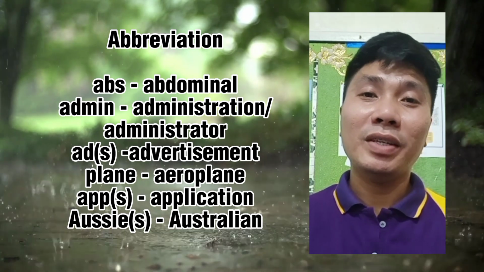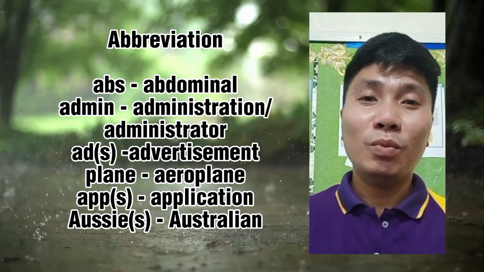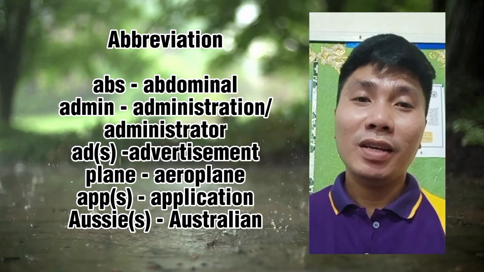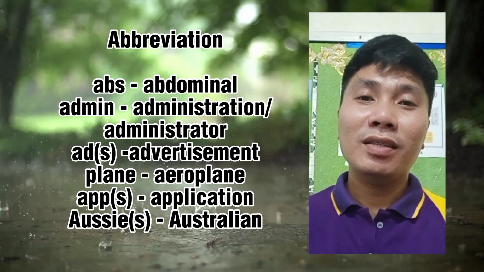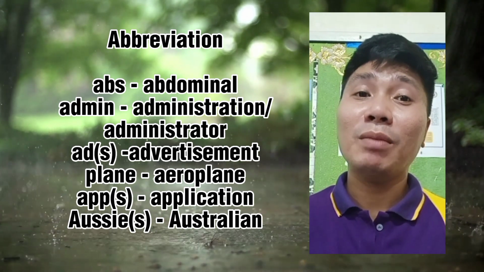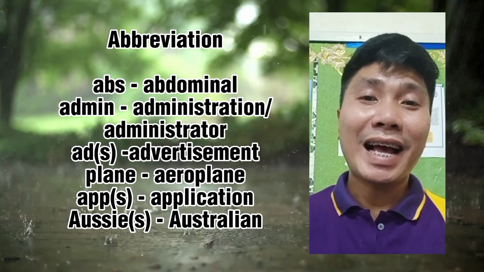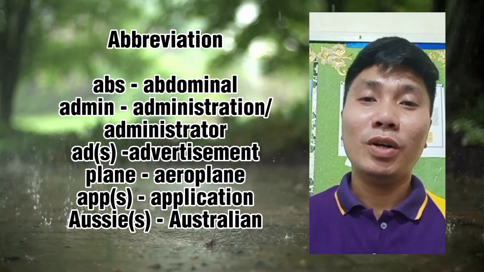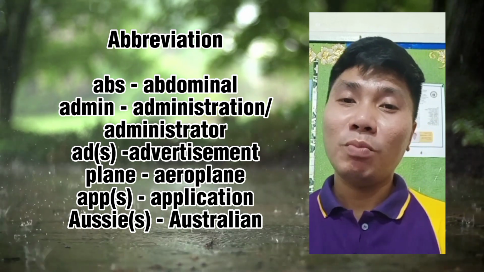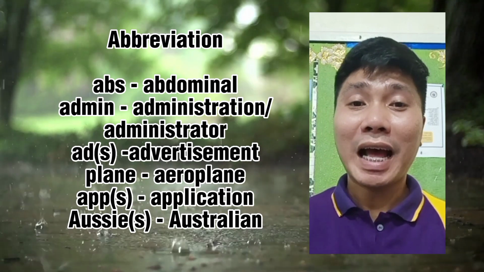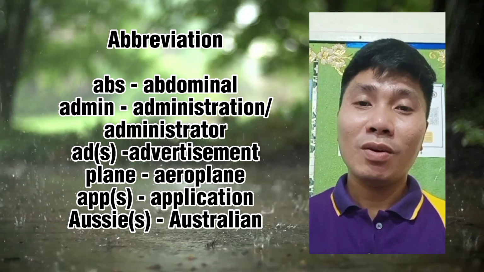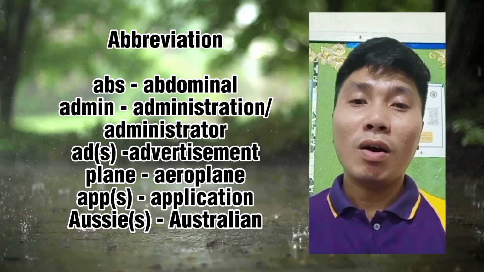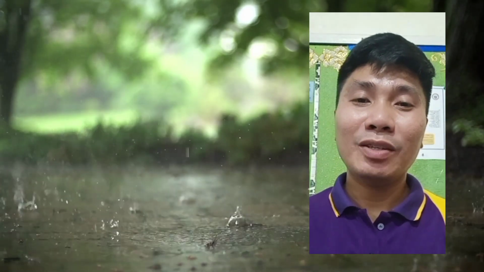So here are some examples. We have the abbreviated word abs, which is so-called as abdominal. We have this word admin, which is called as administrator or administration. We have this word ads, which is an advertisement. We have this word plane, which is an aeroplane. We have also this word apps or app, which is called as an application. The Aussie or Aussies, which are Australian. And we have the last word formation.